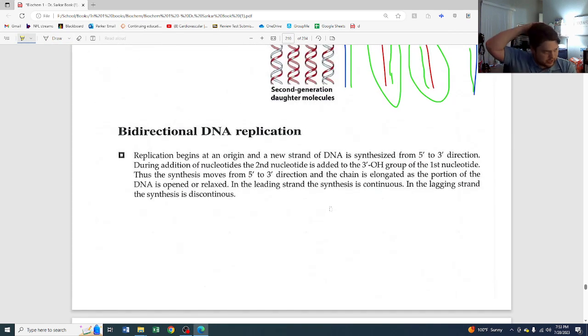Talking about bidirectional DNA replication. Replication begins at an origin, and a new strand of DNA is synthesized from 5' to 3' direction. Remember that. This is key. DNA is synthesized always 5' to 3'. During addition of the nucleotides, the second nucleotide is added to the 3' OH group of the first nucleotide. Thus, the synthesis moves from 5' to 3' direction, and the chain is elongated at the portion of the DNA that is open or relaxed. In the leading strand, the synthesis is continuous. In the lagging strand, the synthesis is discontinuous.